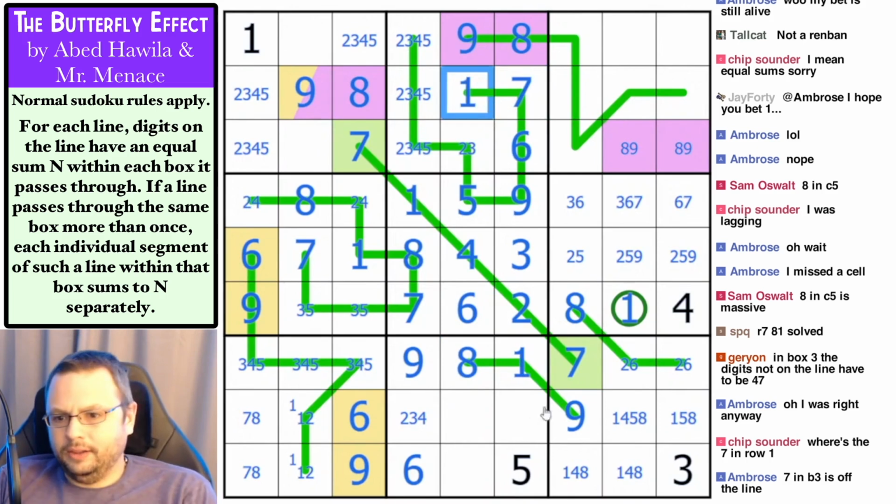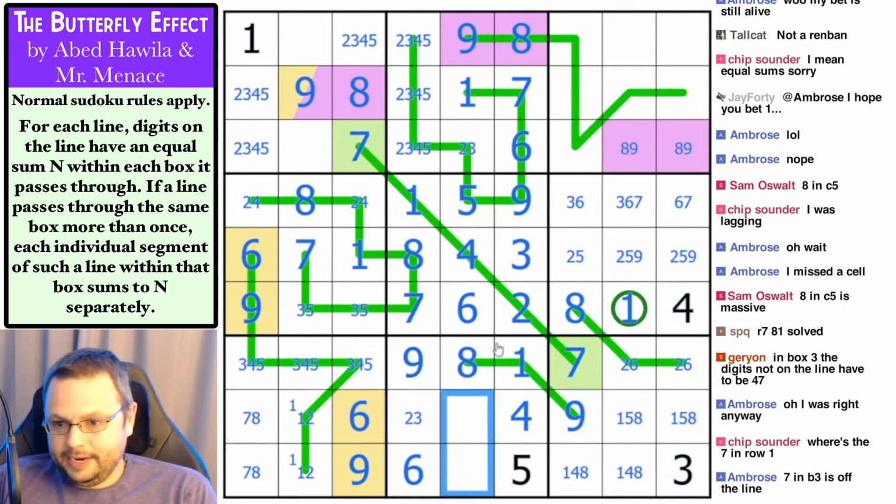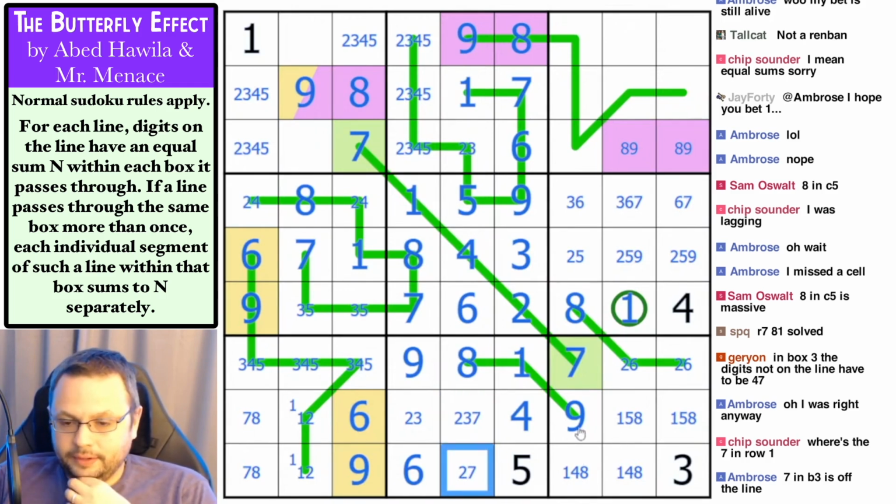So this column is now a 4 to finish up. So that's not a 4. That's not a 4. It's a 2 or a 3. This box to finish up needs a 2, a 3, a 5, 6, and we need a 7. So 2, 3, 7. This one's not a 3, so it's a 2 or a 7.